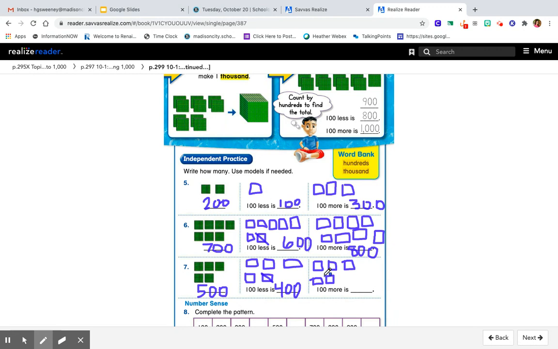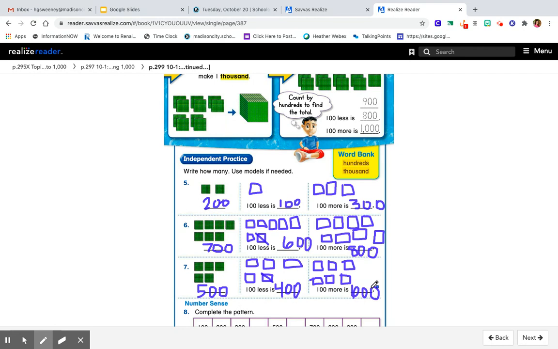Okay. Now this time I'm going to add another 100 because it says 100 more. So you can add another 100 to your pile. I'm going to draw one out. Now let's count. 1, 2, 3, 4, 5, 6. That's 6 flats. That's 600 because there's 600s.